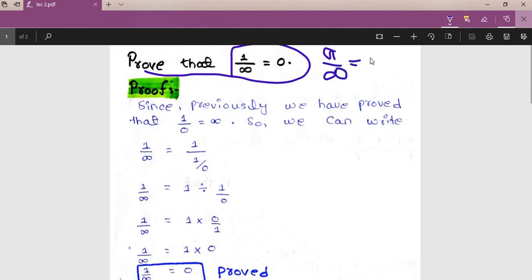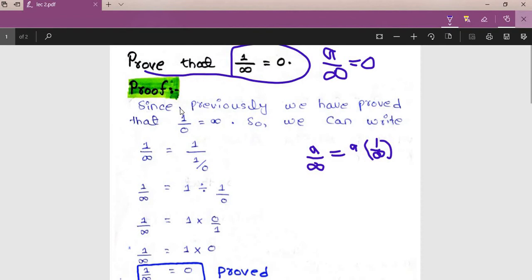we just write it as 0. But why, and what is the reason behind that? Dividing a number by infinity answers 0. Actually I will prove this for 1, because we can write a as any number, and we are dividing it by infinity, so we can write it as a times 1 divided by infinity. That's why I'm just proving this result for 1 by infinity.